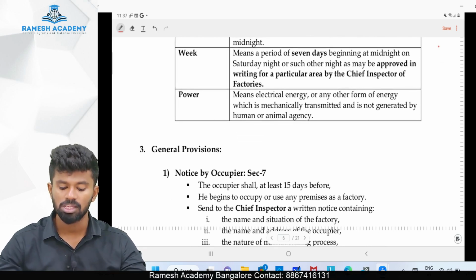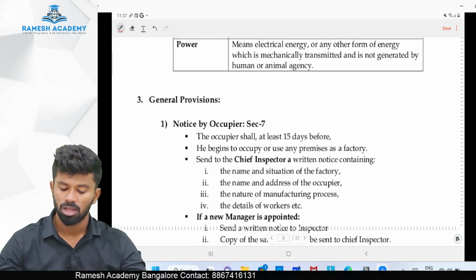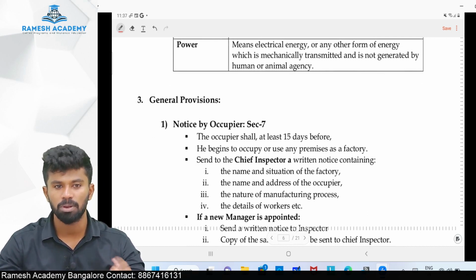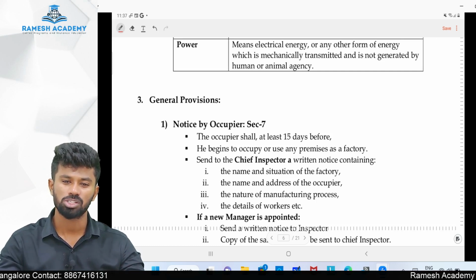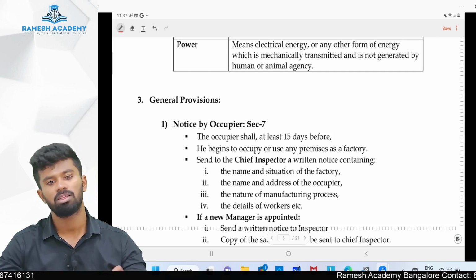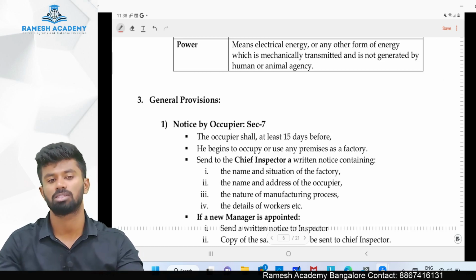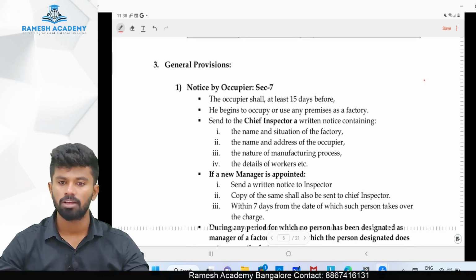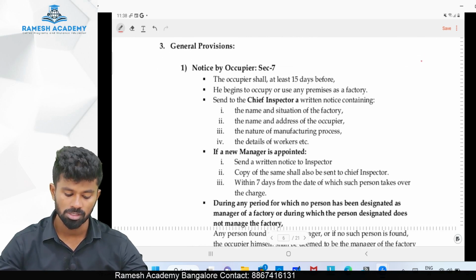Power means electrical energy or any other form of energy which is mechanically transmitted and is not generated by human or animal agency. If it is generated by human or animal agency, for example, people who do oil extraction by using a cow or animal, that is not considered as power. Electric energy or other forms of energy which is mechanically transmitted is called power. So these are the important definitions required for understanding this chapter. So let us discuss the remaining provisions.